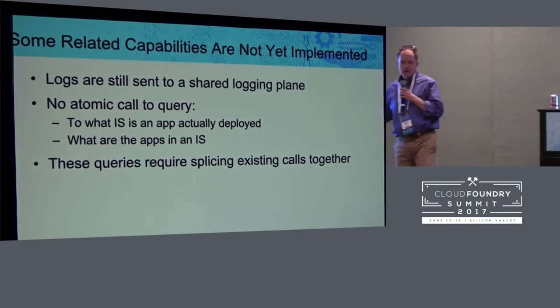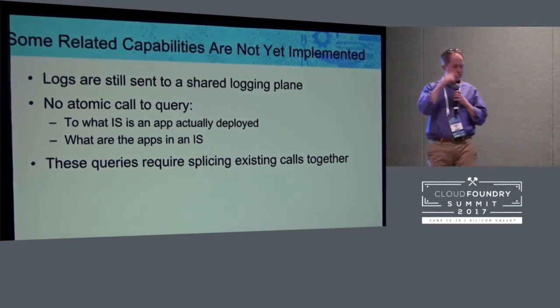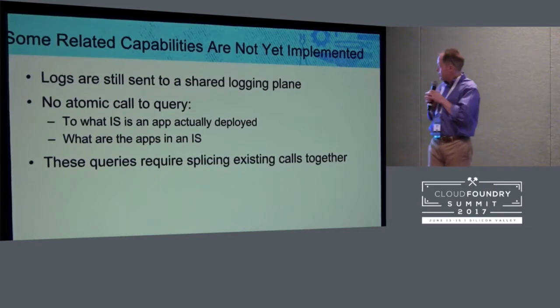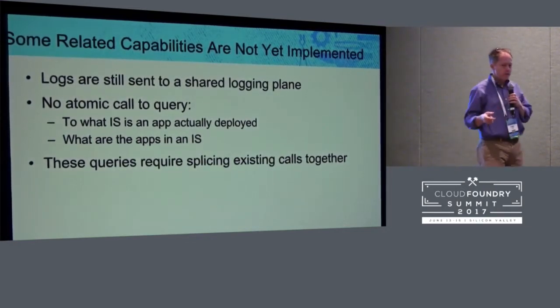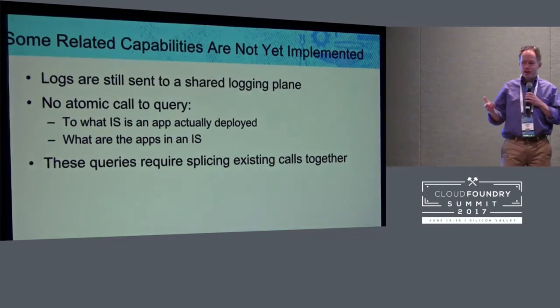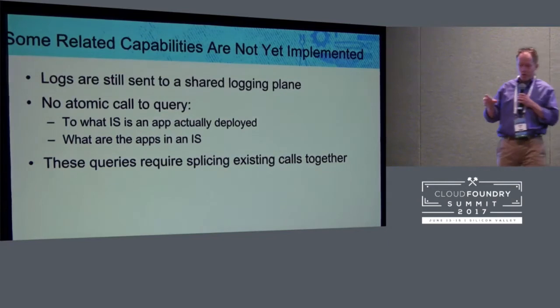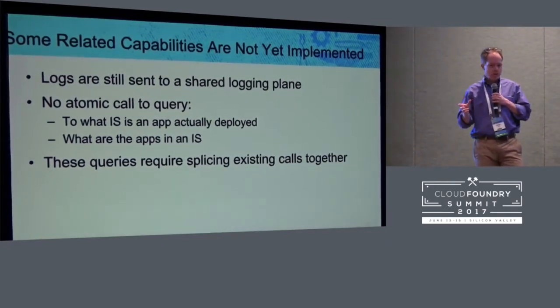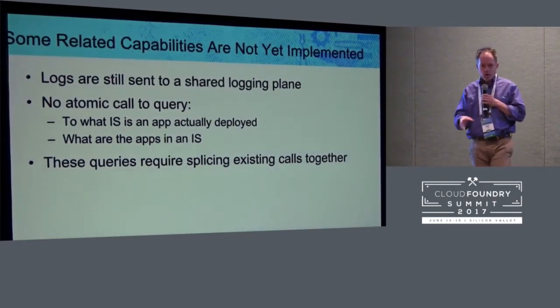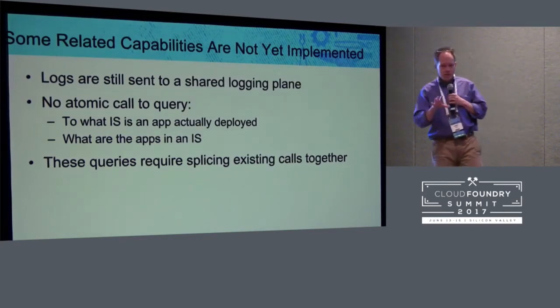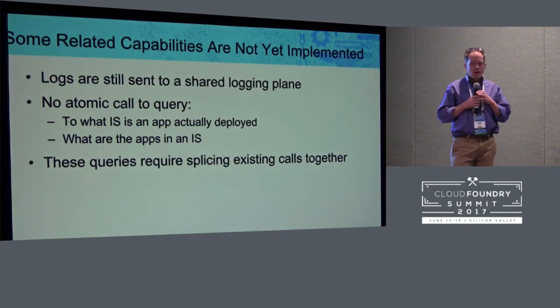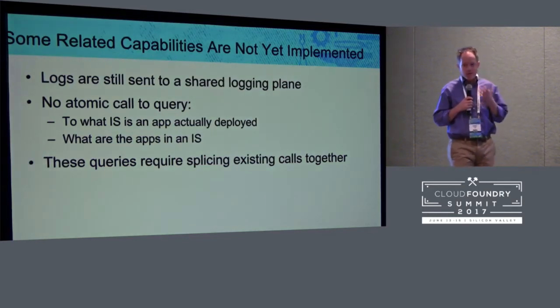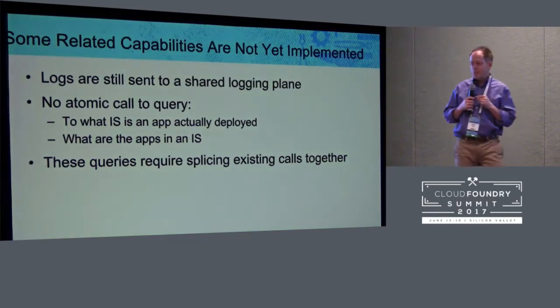So there are still some things that are not yet there. And you heard Dan talk a little bit about one of these. I'll just jump to it. It is a little tricky once you've pushed an app to determine, did it actually land in my isolation segment? Or the other side of that coin is, if I have an isolation segment, what apps does it actually contain? You can piece the information together from existing API endpoints. It's definitely doable. And it helps if you actually know the IPs of the cells, as Dan demonstrated.